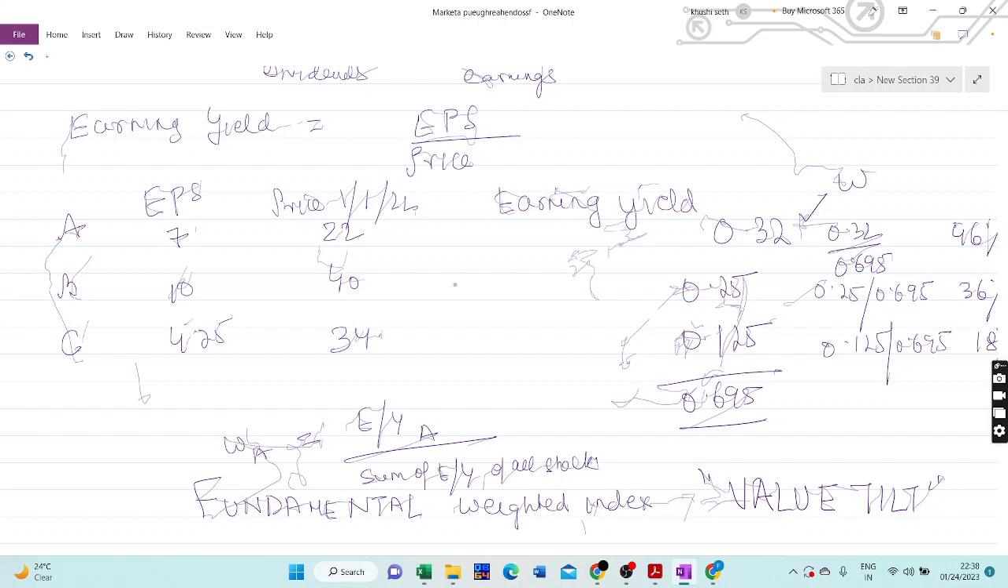Guys, are we good? Any doubts, please? Is anyone having any doubt? Value tilt, can you explain again? So this fundamental weighted index is giving higher weight to value stocks. So it is tilted towards value stocks. That is why we say it has a value tilt. It's giving more weight to value stocks. That is why we are saying it has a value tilt. It's tilted towards value stocks.